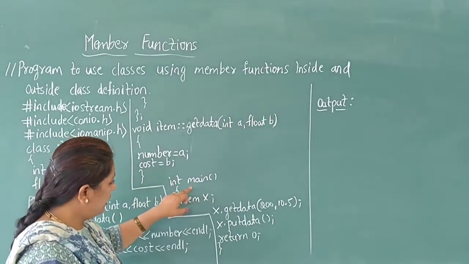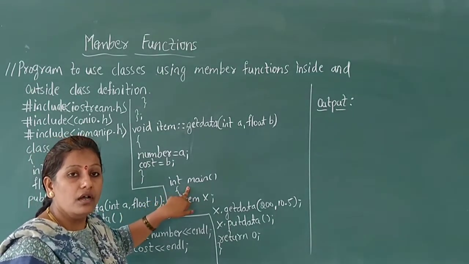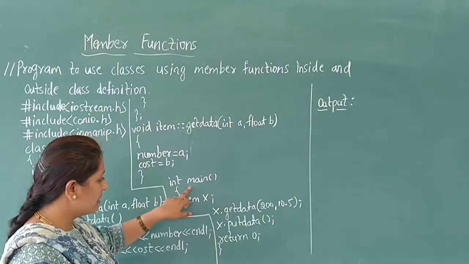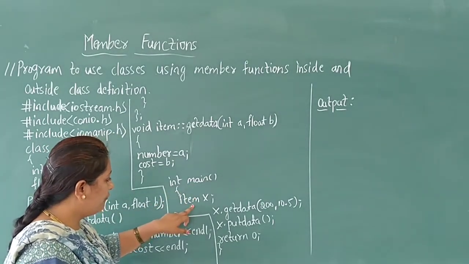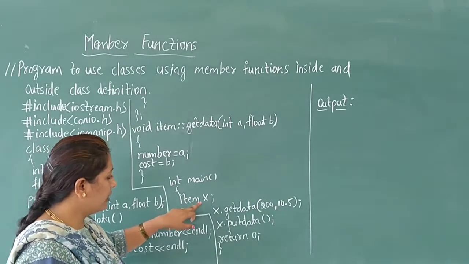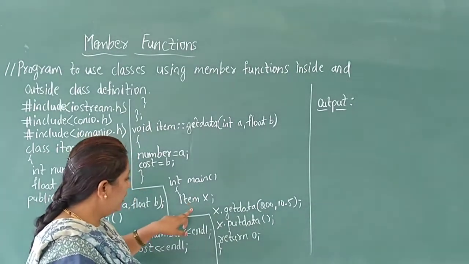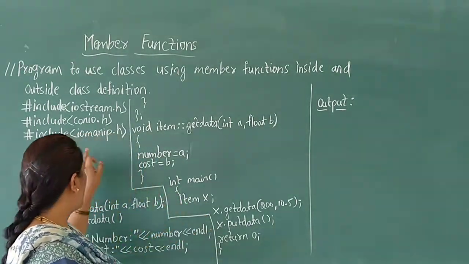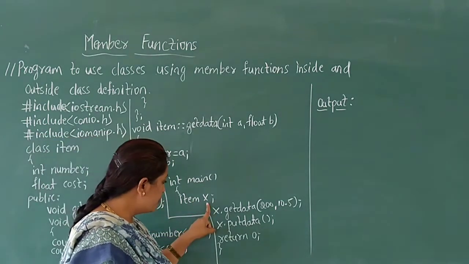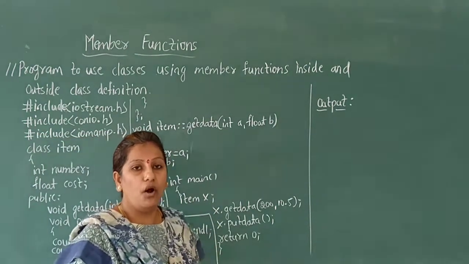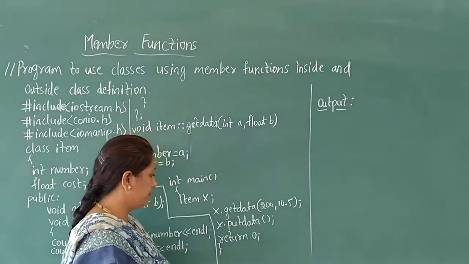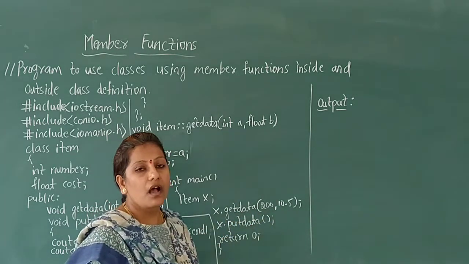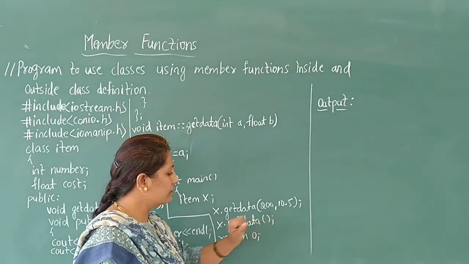Then in the main function, yes, you know the program execution starts from the main function. Yes, come to the main function. Then first it executes the statement item x. Here it creates one object x of the class item. Yes, and using this object we are calling two member functions. First statement, x dot getdata, by passing the argument values a and b.